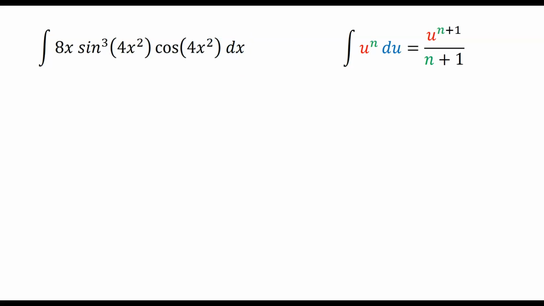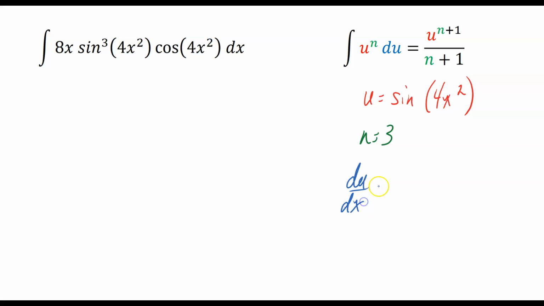So let's think about this. Let's write this out. I'm going to say, what about if u is equal to sine 4x squared? Okay, that means n is equal to 3 because sine 4x squared is raised to the power of 3. Then let's get the differential. The derivative of sine 4x squared, we'll just do that first in derivative form.